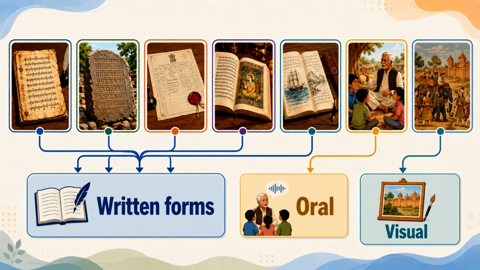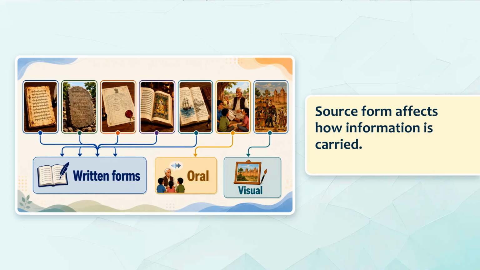None of these forms is automatically best simply because it is written, spoken, or visual. The first step is to identify what kind of source it is and what kind of information that form can carry. The category tells us how the information reaches us. Source form affects how information is carried. A useful first step is to identify the form before judging what the source can tell us.